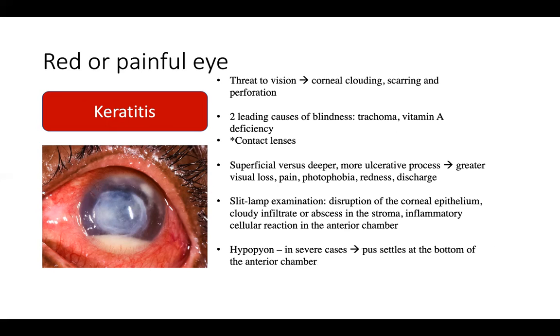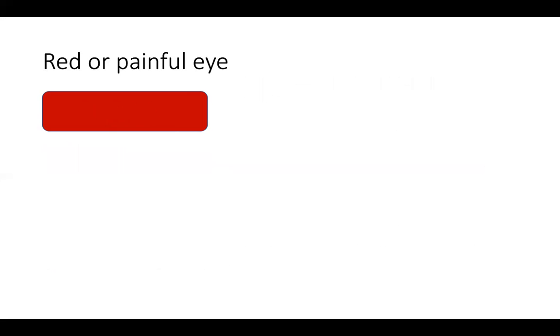In severe cases, pus settles at the bottom of the anterior chamber, giving rise to hypopyon. Empiric antibiotic therapy should be initiated immediately after corneal scrapings are obtained for gram stains, Giemsa stain, and cultures.